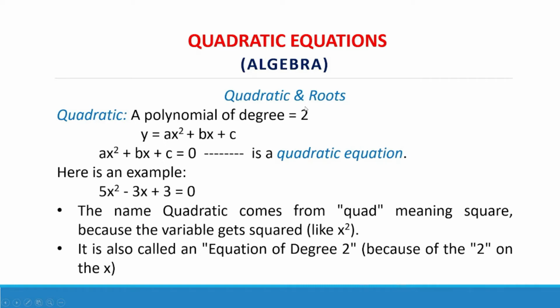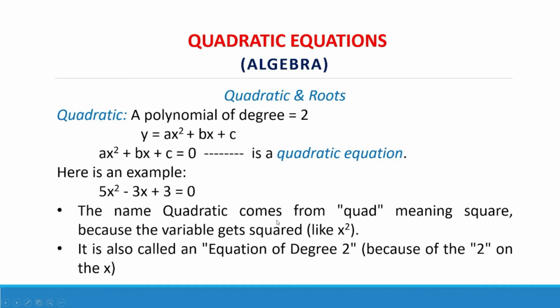Quadratic and roots. Quadratic: a polynomial of degree equal to 2, y is equal to ax squared plus bx plus c. Ax squared plus bx plus c is equal to 0 is a quadratic equation based on the exponent of x, which is 2, or degree of 2. Here is an example: 5x squared minus 3x plus 3 is equal to 0.